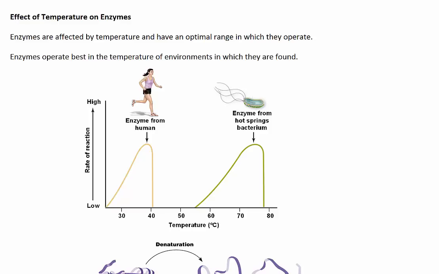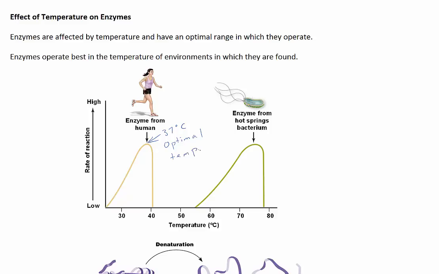Enzymes operate best in the temperature of the environment in which they are found, and this can vary depending on where the enzyme is found. For example, an enzyme from a human would be expected to operate at an optimum level at a temperature of around about 37 degrees. So this is the optimal temperature.